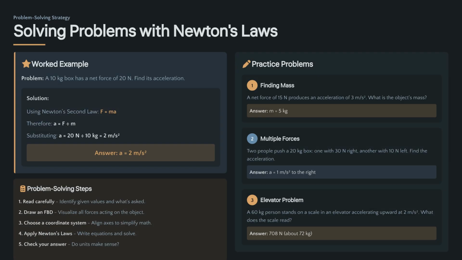When solving problems, follow a structured strategy. Read the problem, draw an FBD, choose a coordinate system, and apply Newton's laws. For instance, a 10-kilogram box with a 20 Newton net force accelerates at 2 meters per second squared.